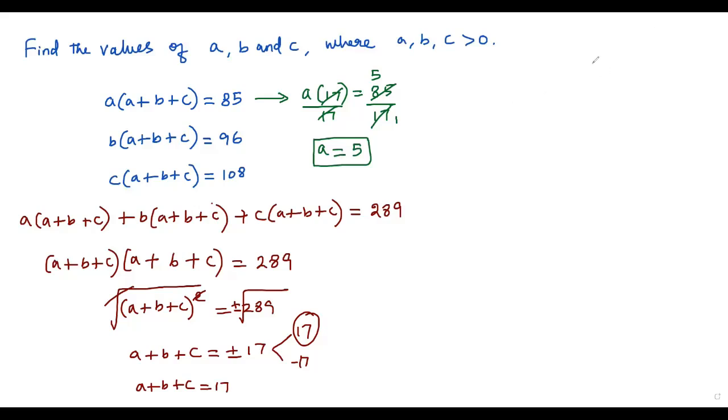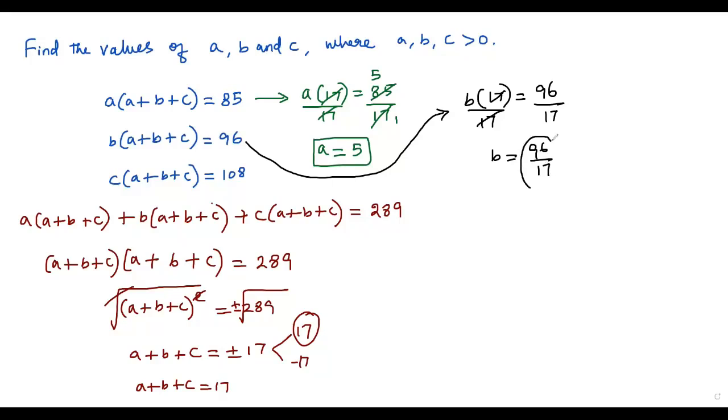Okay, now to get the value of B, I have to plug in 17 for (A+B+C) into the second equation. So the second equation is B times (A+B+C), and for this I have to plug in 17, equals 96. So to get the value of B, I have to divide both sides by 17. So this 17 and 17 will cancel out. I get B equals 96 over 17. This 96 over 17 cannot be simplified anymore. Otherwise, we would have to write it as a decimal. But we can leave it as it is, we can keep this fraction as it is.